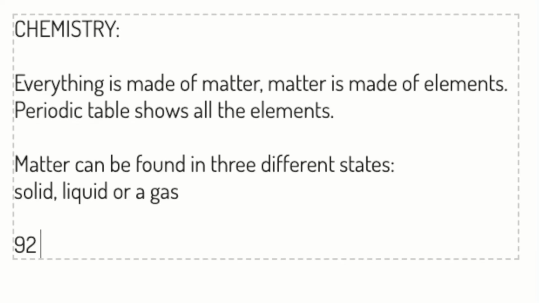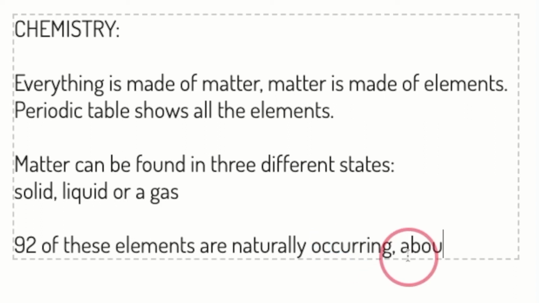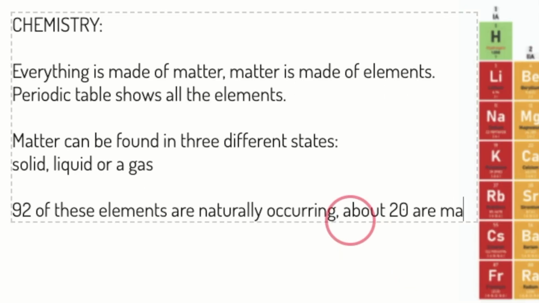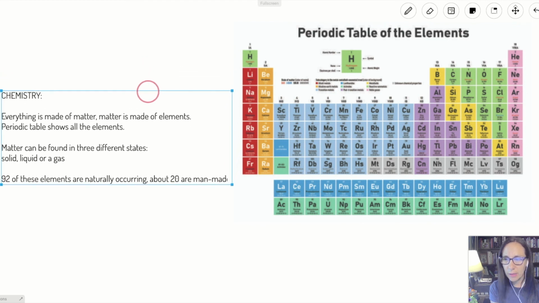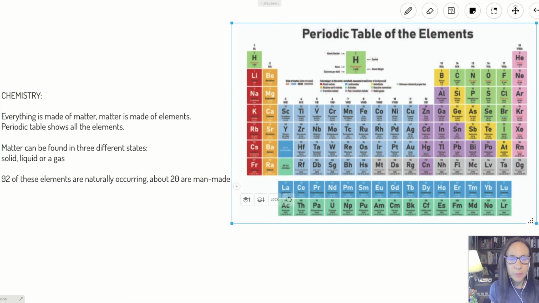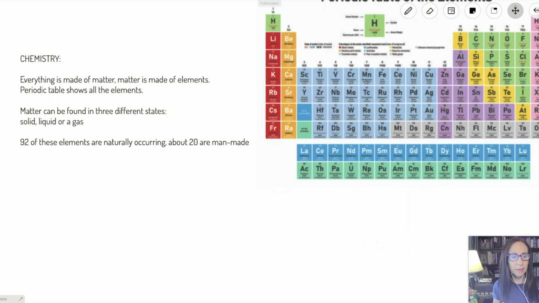I want to say that 92 of these elements are naturally occurring. Naturally occurring in nature. And then about 20 of them are man-made. Okay, so 92 we find in the universe, and then the rest of them are made in the lab. Okay, and we make them in the lab just because we want to see what they look like. They're very unstable, so they don't stay in that state for very long. They quickly degrade into a different element.